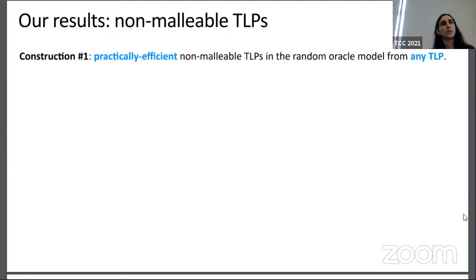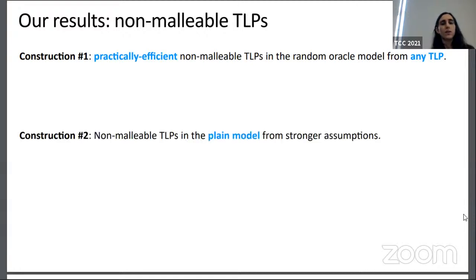So in my last minute or two, I'm just going to tell you about our results. So we give two constructions of time lock puzzles. The first is practically efficient, and it only relies on any underlying time lock puzzle in a black box way, and it's in the random oracle model. The second one is in the plain model, but it relies on stronger sub-exponential style assumptions. So it's really a trade-off here between what you want to assume and what model you want to be in. I will emphasize that we don't have any setup.